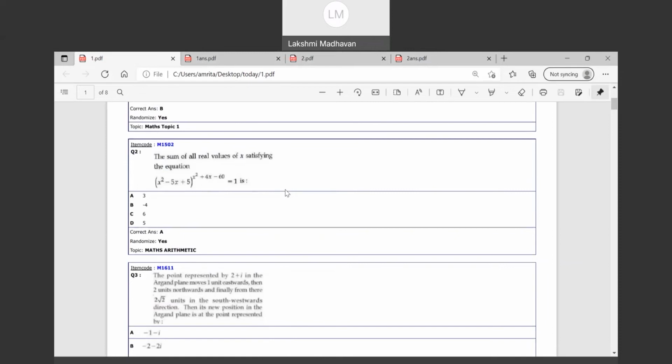So we have two sets of functions here. The first one is x square minus 5x plus 5 and the second one is x square plus 4x minus 60. What the question is asking is the sum of all real values of x that satisfy the given equation. So the condition is that they should be real values, and we have to find the sum of the real solutions, and find which among the options is the correct answer.